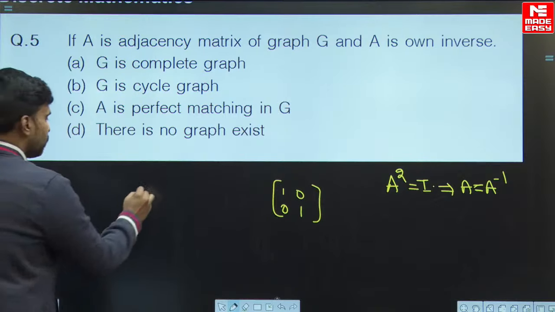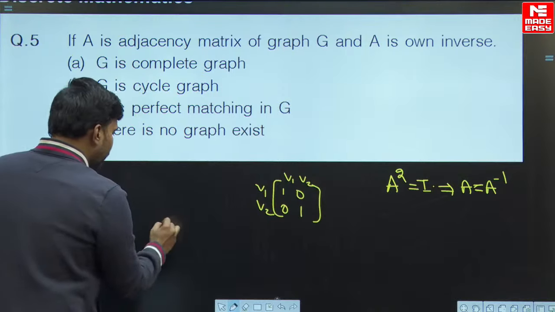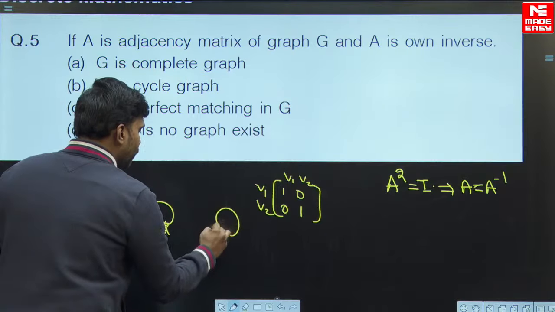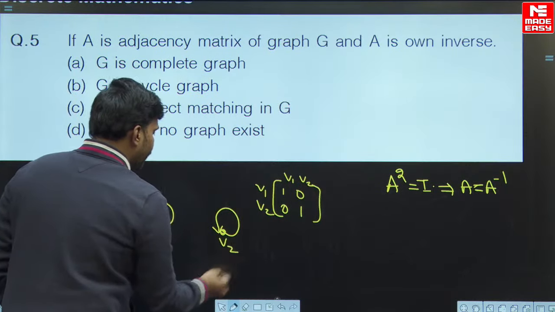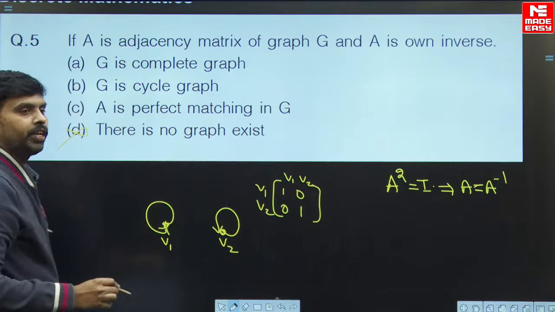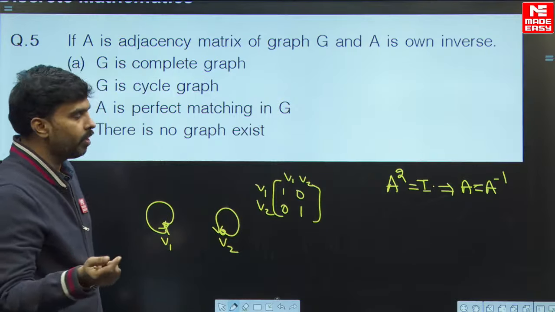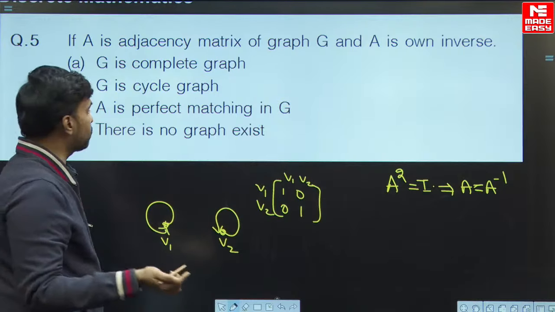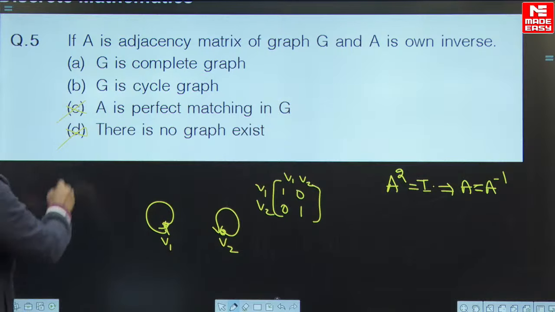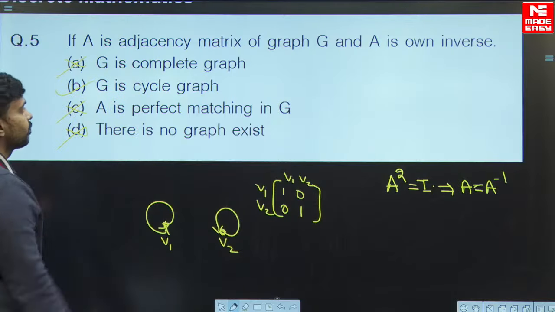If this is the matrix, we can say V1 V2, V1 V2 here. In that case there are two vertices, and each has a self loop. So this is V1 and this is V2. This can be a graph, so this is wrong, and A is a perfect matching in D. What does perfect matching mean? The degree of every vertex must be 1 only, but this has degree 2, so it cannot be a perfect matching. It also cannot be a complete graph because the vertices are not connected here. So the only answer is B.